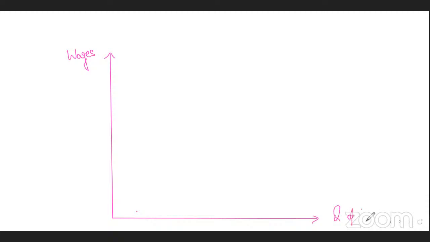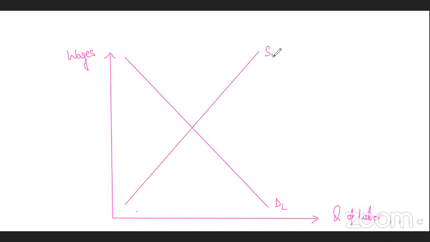Now, this could be for a single firm or for the entire market, depending upon how powerful or influential the labor market is. Before the trade union became active, this was the demand for labor, downward sloping, and this upward sloping line was your supply of labor. When trade unions become active, they restrict labor supply. How? If workers are on strike, they are not showing up at the workplace at all, so the supply of labor is completely disrupted for the company.